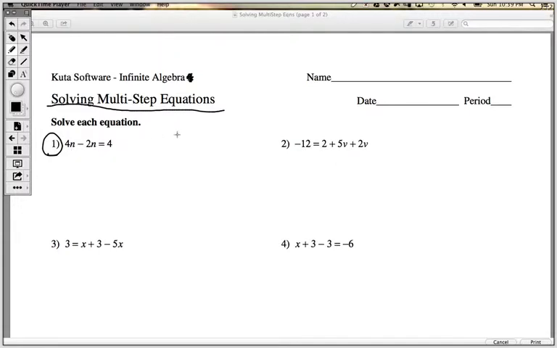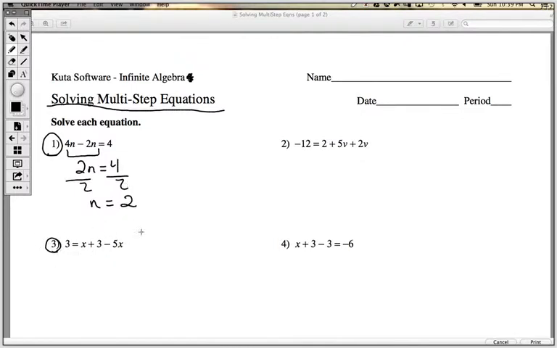So remember that we can move stuff on either side of the equation. We can also combine things that are in common. So when I look at this first one, it says 4n minus 2n equals 4. And I noticed that the n's I could combine. And if I put those together, that would give me 2n equals 4. Then it's a pretty simple divide both sides by 2, and n equals 2. Okay, piece of cake.